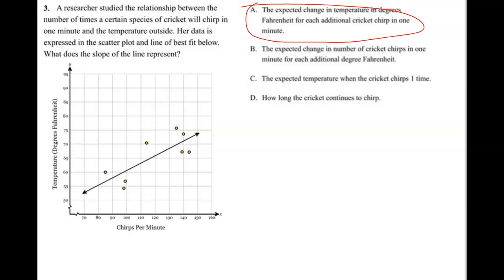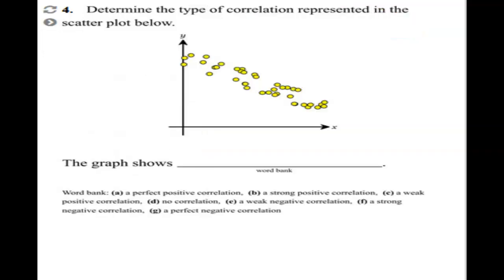All right, let's take a look at another question. Okay, here it says determine the type of correlation represented in the scatter plot below. Okay, this is pretty simple, straightforward. We're looking at the correlation and how strong it is.